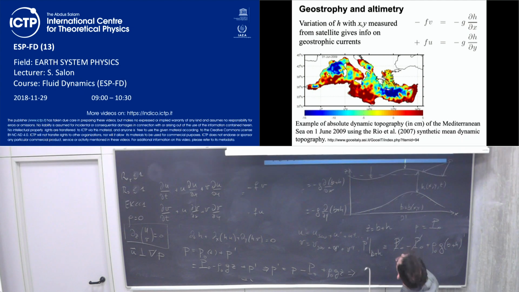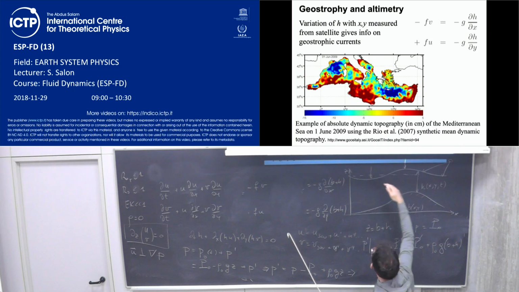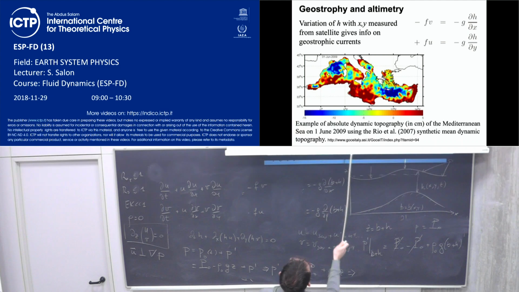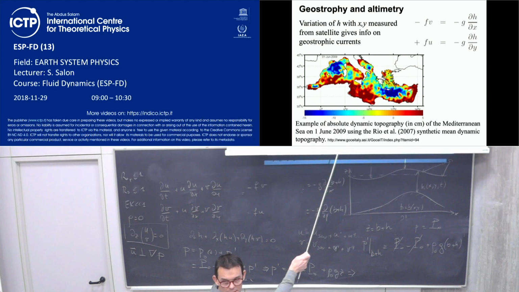So from here to here, in the y direction, dh over dy is negative, because I'm going from high h to low h. So the gradient is negative, and since there is a minus sign here, it means that u is positive. So u is going in this direction. If you apply this reasoning to all the points here, what you find is the geostrophic flow in the Mediterranean Sea.